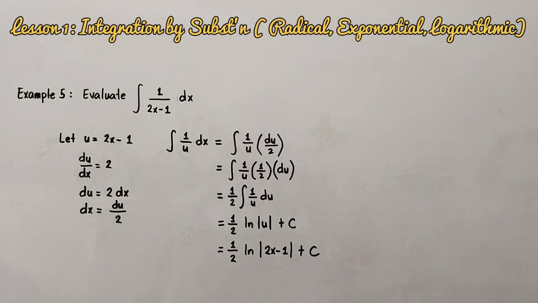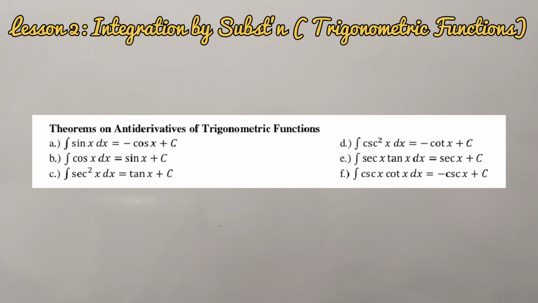Therefore, we arrive at 1/2 times the integral of 1 over u du. And from the theorem, the integral of 1 over u du is equal to ln absolute value of u plus c. Plugging in u equals 2x minus 1, the final answer is 1/2 ln the absolute value of 2x minus 1 plus c. To compute the antiderivative of a trigonometric function through substitution, kindly recall the following theorems.